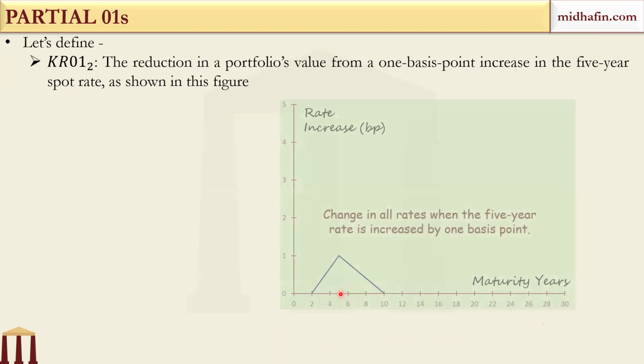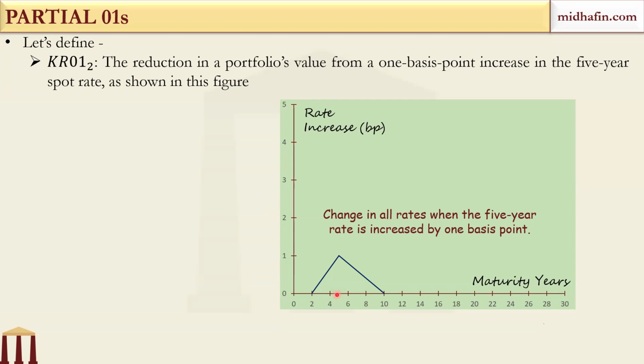Next, let's define the second key rate. Let's say it is the 5-year key rate. For the 5-year key rate, this is the way in which it affects the surrounding spot rates. I'll give you a very simple example. Let's say the 5-year key rate changes by 1 basis point, and you want to find out what the change in the 4-year spot rate will be because of the change in the 5-year key rate.